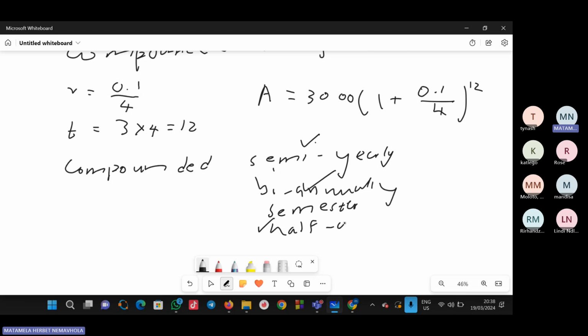So when they use these words that I've mentioned, it means that we are going to divide by 2. It's half of the year. That's why it says half yearly. Half of the year is a semester. It's composed of 6 months.